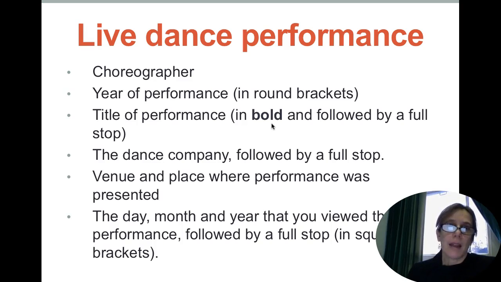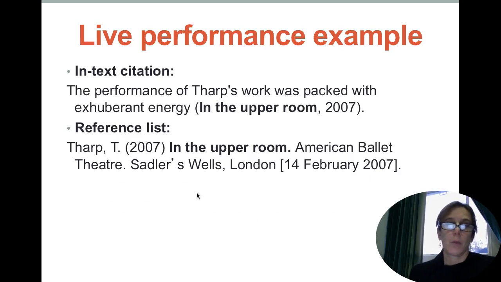Live dance performance, again, these are things that you may be talking about. Similar kinds of conventions: the choreographer, the year, title in bold, the dance company if there's one, and the venue and the place where the performance was presented. So let's have a look. This is one, Twyla Tharp. The work's called In the Upper Room, so that's in bold. The year that it was seen is 2007. So the reference in your bibliography is here, and in square brackets, that's the date that you went to see it. So I hope that's clear too.